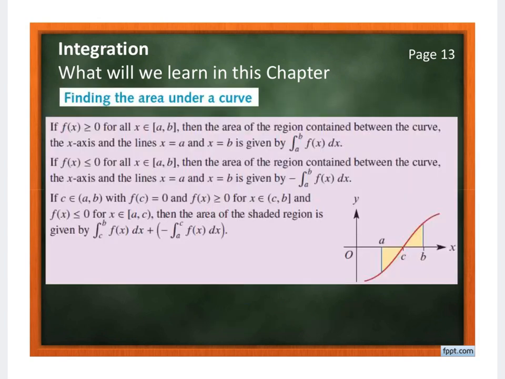Yeah, find the area under a curve. You can read the rule here. If this one here, this one is positive. If this one under the curve, under the x, so we put minus here, minus. We will see another example after this.